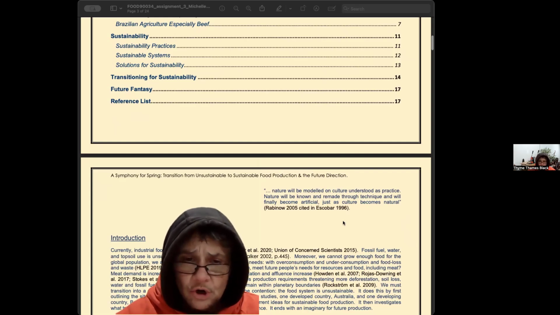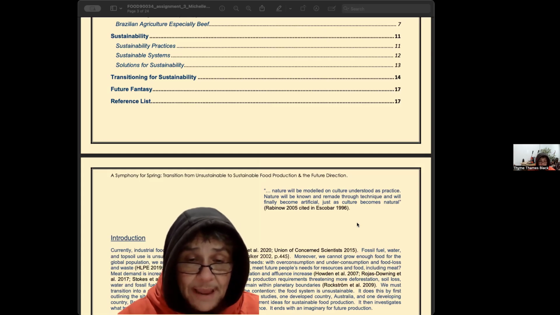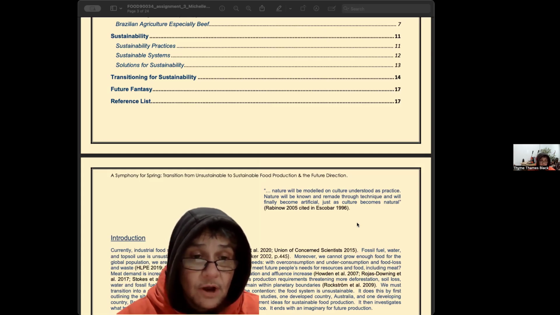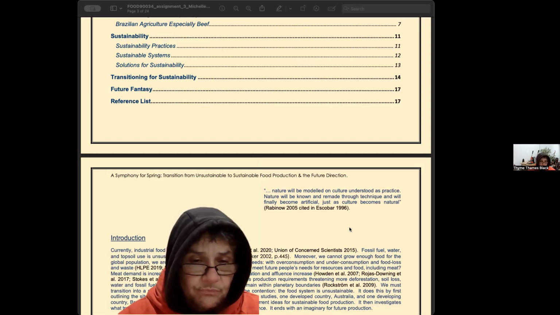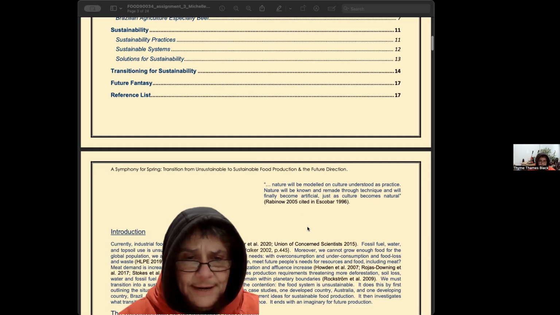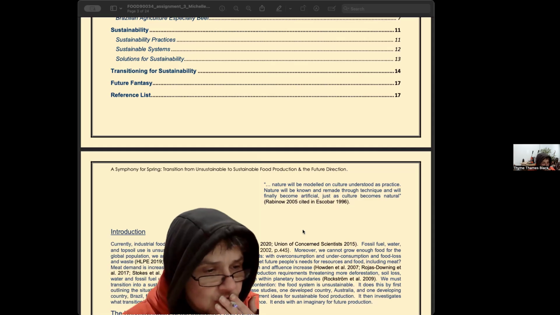Nature will be modelled on culture, understood as practice. Nature will be known and remade through technique and will finally become artificial, just as culture becomes natural. Rabinow, cited in Escobar, 1996. Introduction.